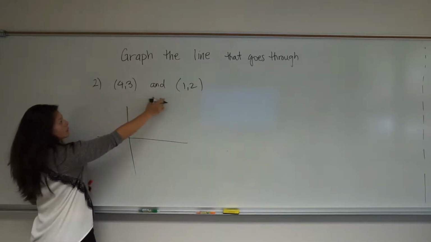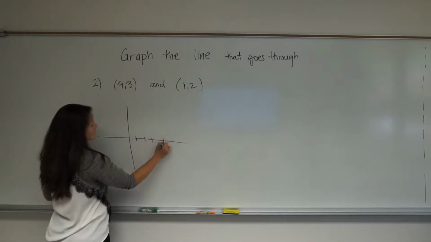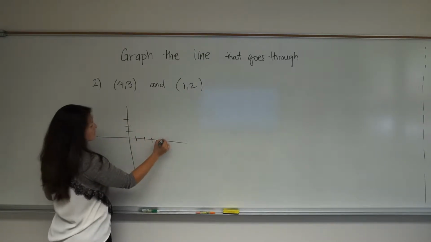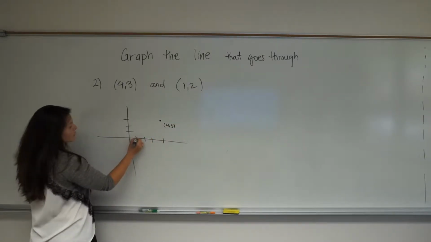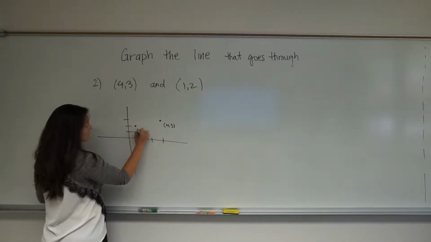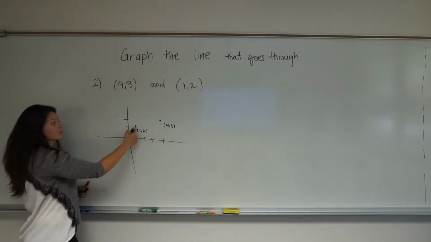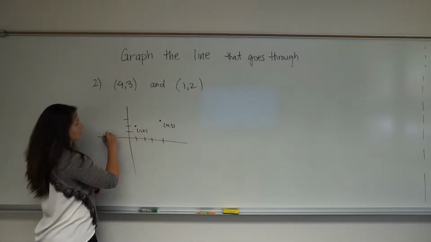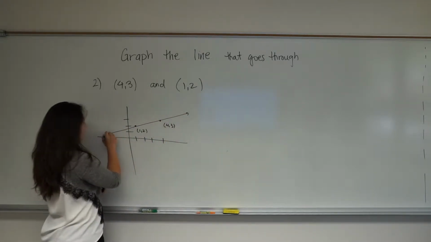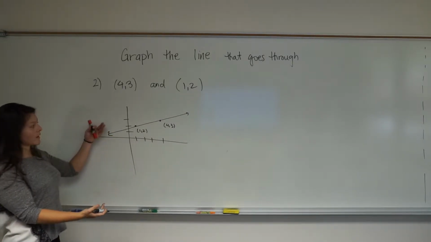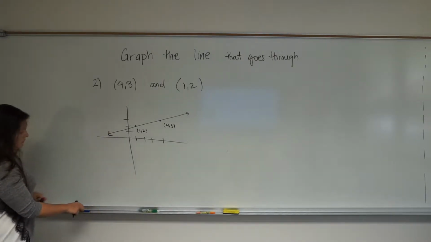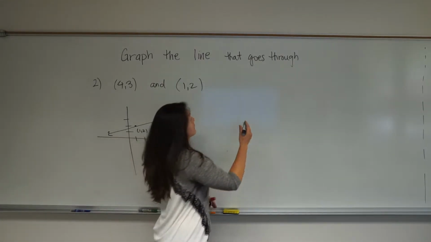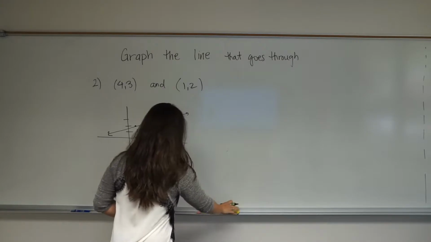We just plot these two points. There's the point (4, 3), and the point (1, 2) is here. And we can connect those two points with a line. And we're done. We have the graph of the line that goes through these two points. Okay, let's take a look at another example. Let me erase this.